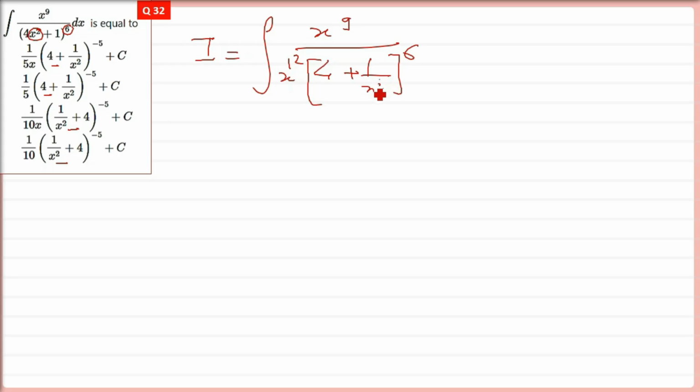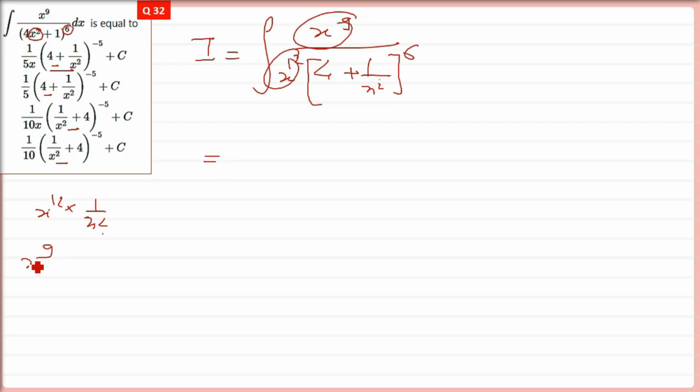So x raised 12, if you even multiply this inside, you will see that when it comes inside, it will be x square, because it is x square to the power 6. So x square will come inside. When you multiply x square inside, it will be 4x square plus 1. That is the whole idea. So when we take x square outside, it will be 4 plus 1 by x square, but x square cannot be taken outside because the power is 6. So x12 has to be taken out.